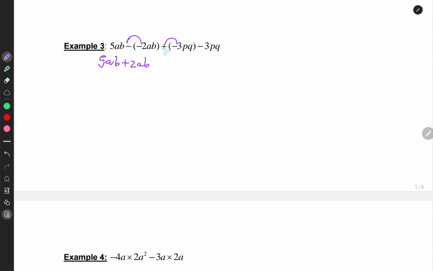Now I have a positive. This positive, I must multiply the positive and the negative. That will give me negative 3pq. And then also I didn't really do anything to this one. It stays negative 3pq, just like that. And then I combine my like terms. I know that that will go with that. I combine, so that will give me 7ab, all right?